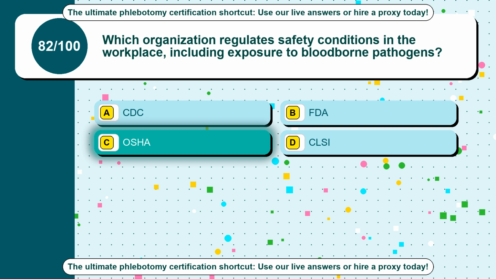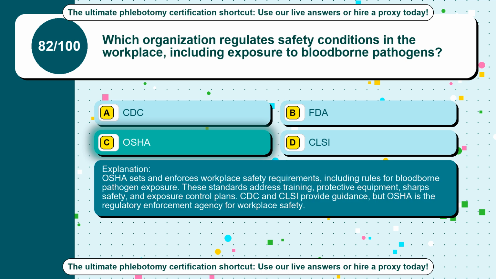OSHA. OSHA sets and enforces workplace safety requirements, including rules for bloodborne pathogen exposure. These standards address training, protective equipment, sharp safety, and exposure control plans. CDC and CLSI provide guidance, but OSHA is the regulatory enforcement agency for workplace safety.